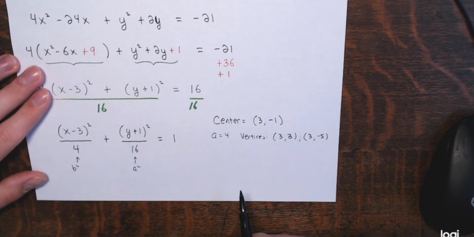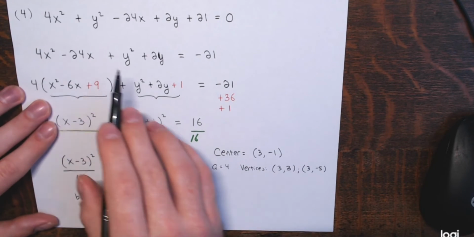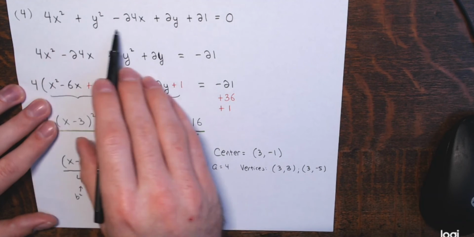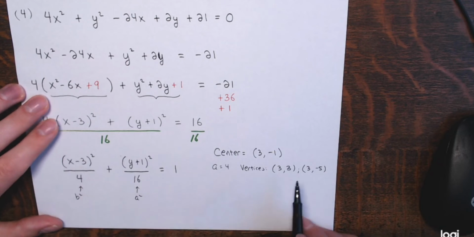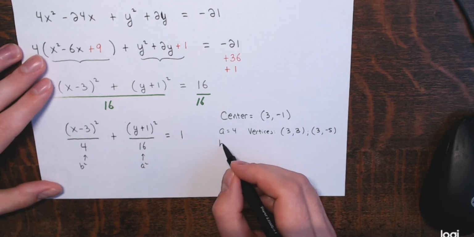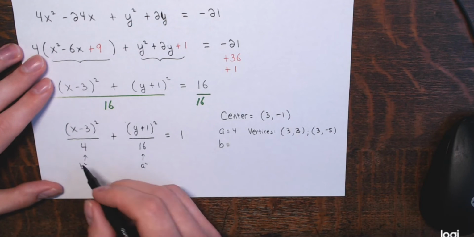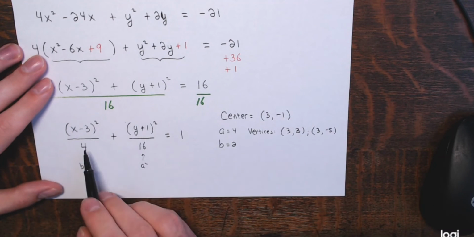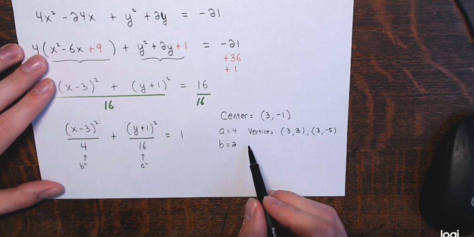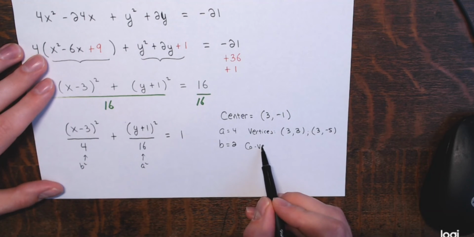These are actually solutions of the equation. And you can check that out. Even go back to the original equation. Plug in 3 for x and 3 for y, and it should satisfy it. Or 3 for x and negative 5 for y. And then b is 2, the square root of 4, and that's under the x, so I'm going to add and subtract that to the x coordinate of the center to get the co-vertices.